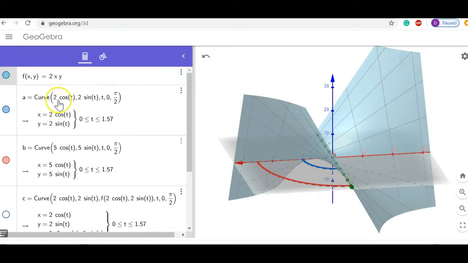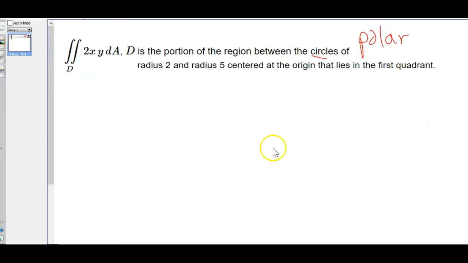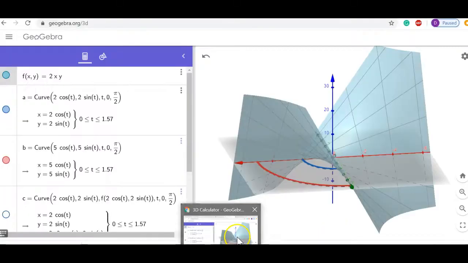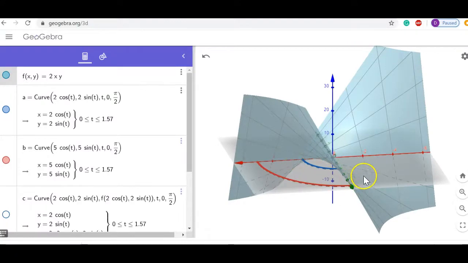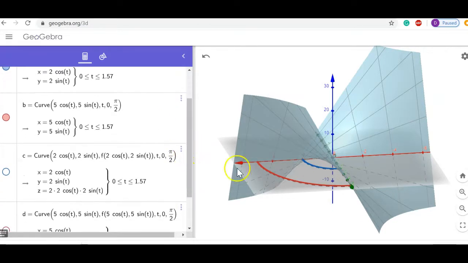So this is a circle of radius 2 defined parametrically. Alright, this is a circle of radius 5 defined parametrically. Now it's only between 0 and pi over 2 because that's what our problem says, in the first quadrant. First quadrant would mean that we are between 0 and pi over 2 for our angle measure. Now what I've got down here, I haven't added yet because I wanted you to see our domain. So it's all the stuff in between those two.